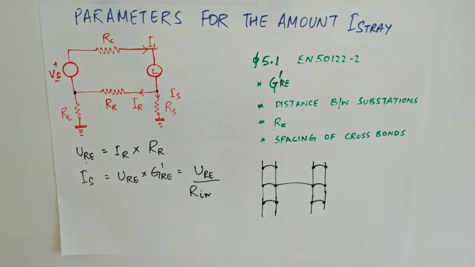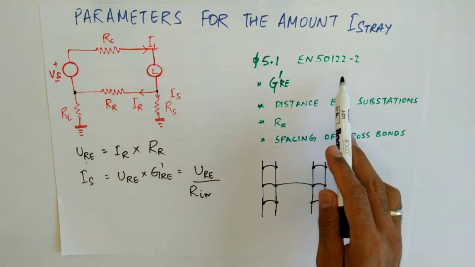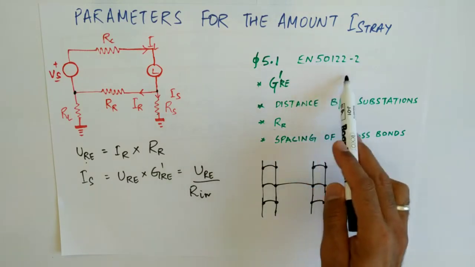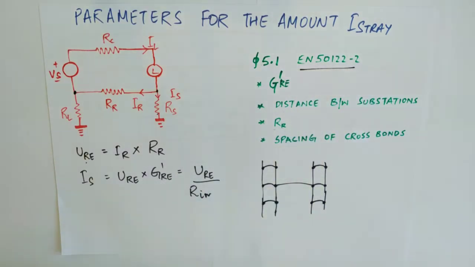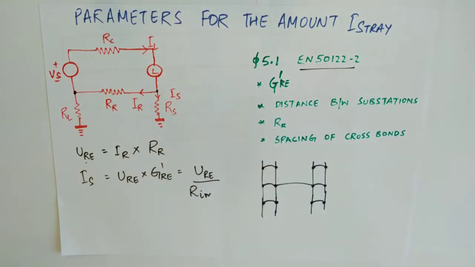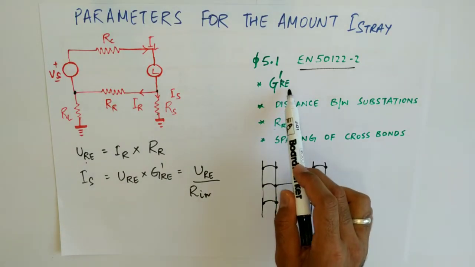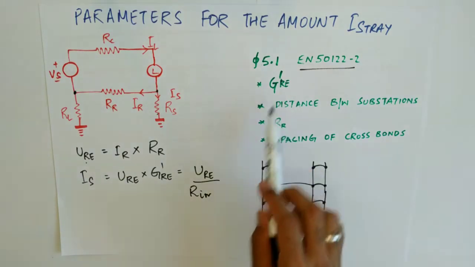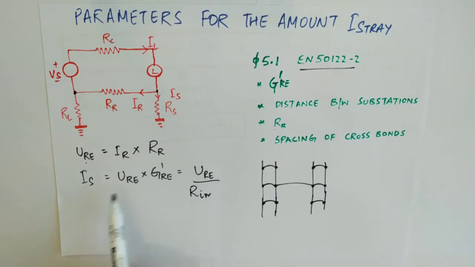Now as per section 5.1 of EN 50122-2, which is the main standard for stray currents in DC traction systems, there are 4 important parameters. First one is GRE, that is the track to earth conductance. You can easily see from this equation that stray current is directly related to the track to earth conductance.